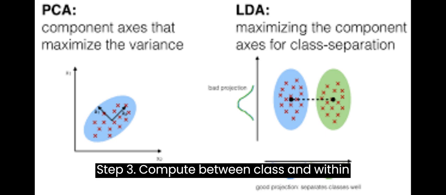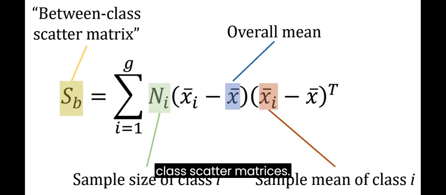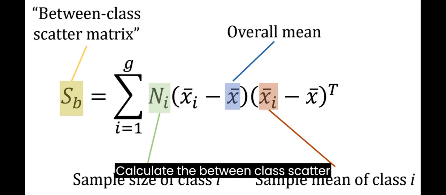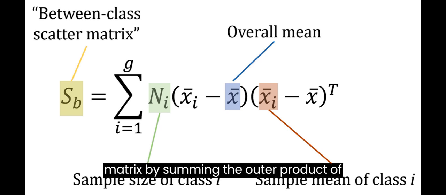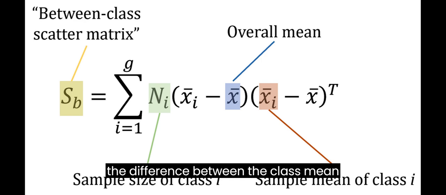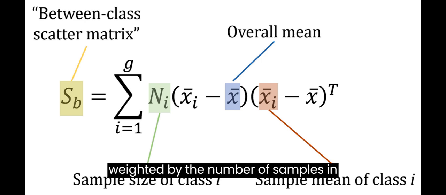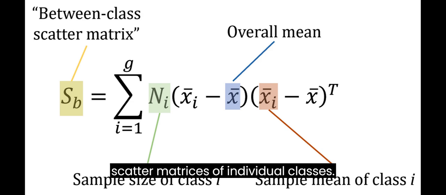Step 3. Compute between-class and within-class scatter matrices. Calculate the between-class scatter matrix by summing the outer product of the difference between the class mean vectors and the overall mean vector, weighted by the number of samples in each class. Compute the within-class scatter matrix by summing the scatter matrices of individual classes.